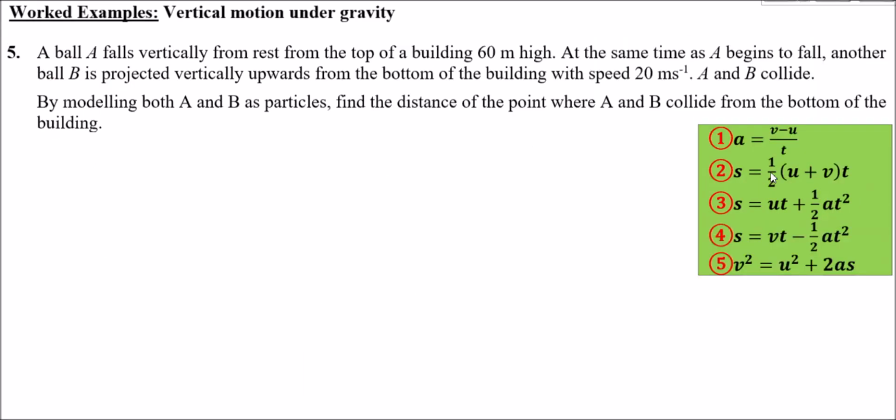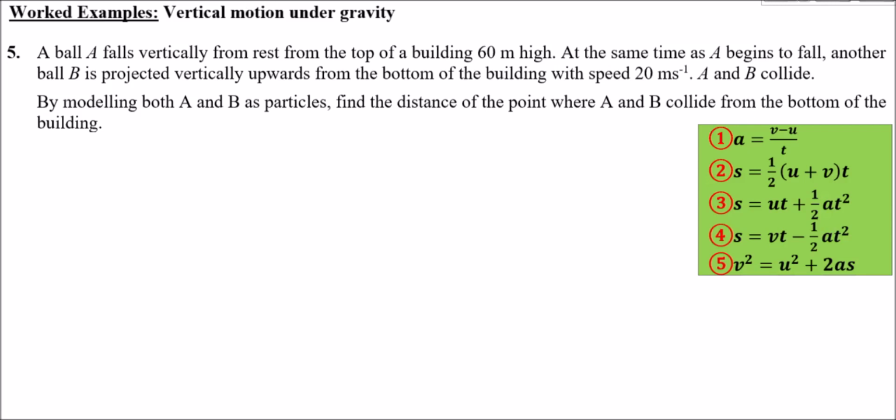So here it is, question 5. So we have a ball A that's falling vertically from rest from the top of a building 60 meters high. However, at the same time as A begins to fall, another ball B is projected vertically upwards from the bottom of the building with speed 20 meters per second. A and B collide. So it says here, modelling both A and B as particles, so no air resistance, find the distance of the point where A and B collide from the bottom of the building.